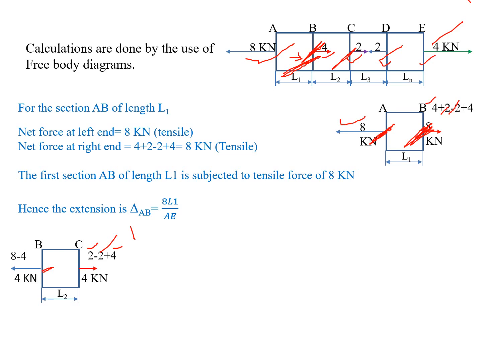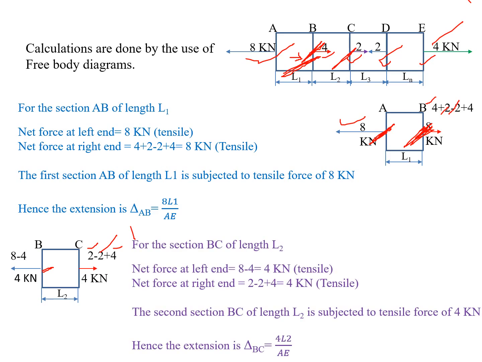So the P2 value, or the net force acting on the BC section, is 4 kilonewtons. The deformation delta BC is equal to P2 L2 by AE. Here the P2 value is 4 kilonewtons, L2 is the length of the BC section, A is the cross-sectional area of BC and E is the Young's modulus of the material. So the total deformation of BC is equal to 4 L2 by AE.